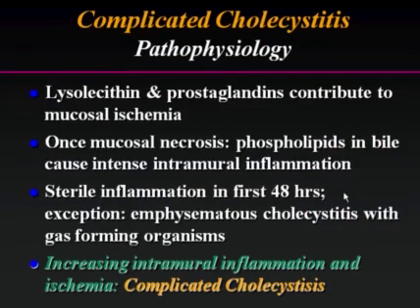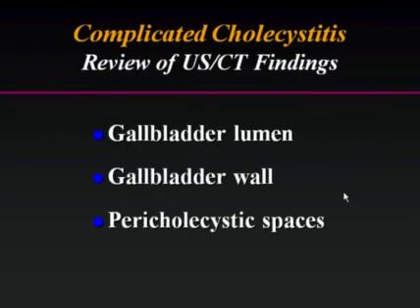Now, in addition to that prolonged distension contributing to ischemia, there are a number of biochemical factors at play as well, and lysolecithin and prostaglandin, particularly prostaglandin E, have been implicated in mucosal ischemia. And once that mucosa is denuded, then the phospholipids and the concentrated bile salts act directly on the submucosa to incite intense intramural inflammation. Now, within the first 48 hours, this is largely a sterile inflammation, the only exception to that being emphysematous cholecystitis. And with increasing transmural inflammation, we ultimately get complicated cholecystitis.